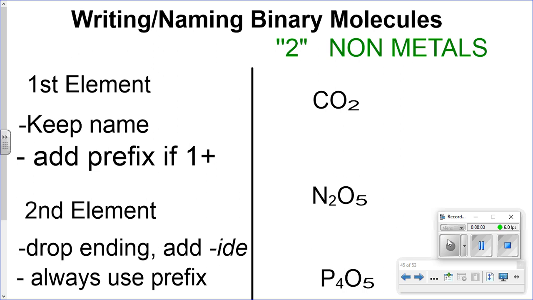Hello everyone, in this video we're going to talk about binary molecules, or writing and naming binary molecules, okay? Now a molecule is different than an ionic substance. An ionic substance involves ions. Molecules do not have ions. So I guess the first question is, how am I going to recognize the difference between the two?